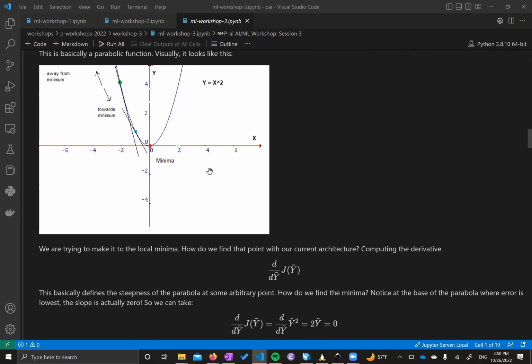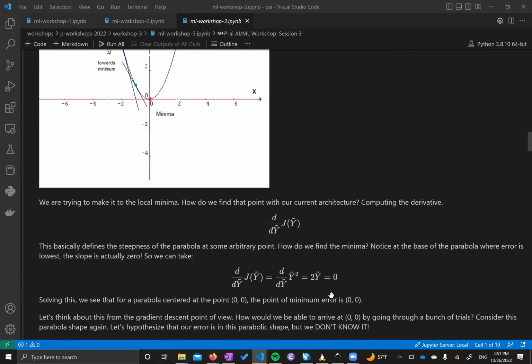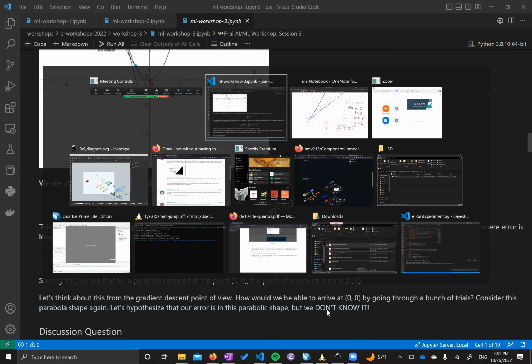Let's look at this example. We're going to take the derivative of this error function, and we're going to get 2y as our answer. That's the function describing the slope of the parabola at any given point. We're looking for the point of minimum error. If we know the derivative is defined by 2y, solving for that, we know that the point of minimum error is going to be 0, 0. And we'll look at how we arrive there computationally.